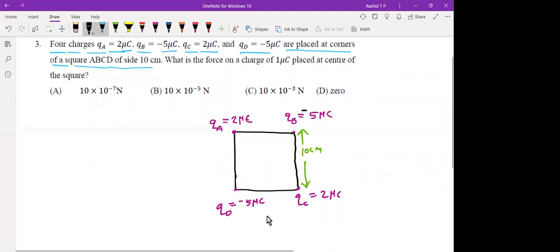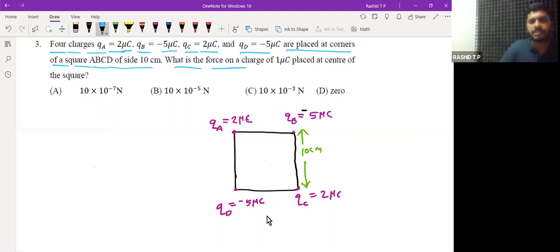It's also minus 5. What is the force on a charge of 1 microcoulomb placed at the center of the square? That is, if you place a charge at the center whose charge is given as 1 microcoulomb, what is the net force experienced by this charge? That is the question.